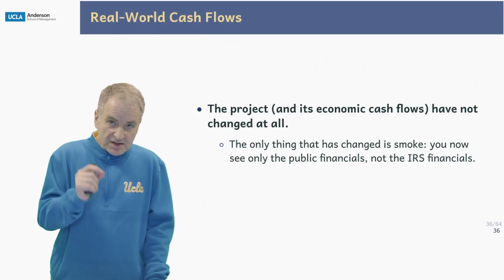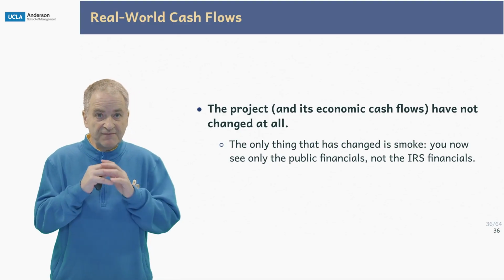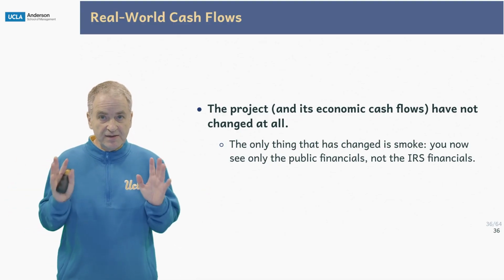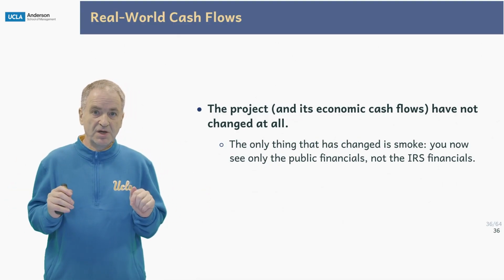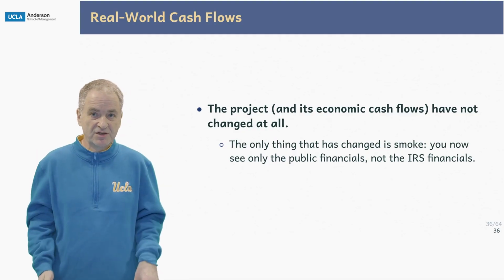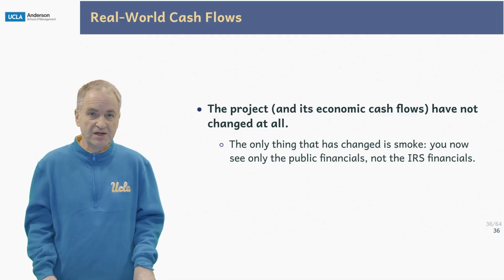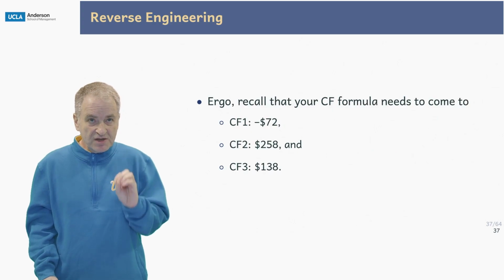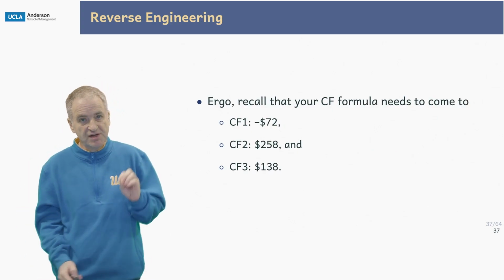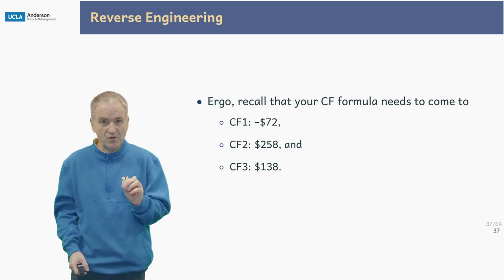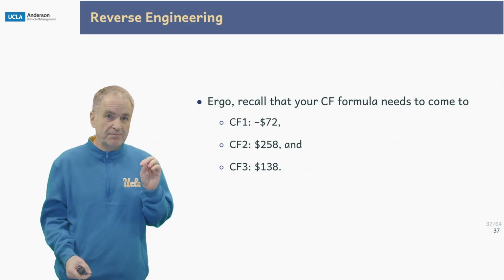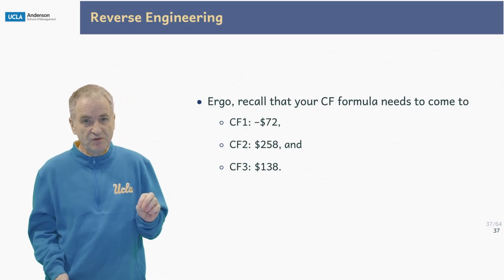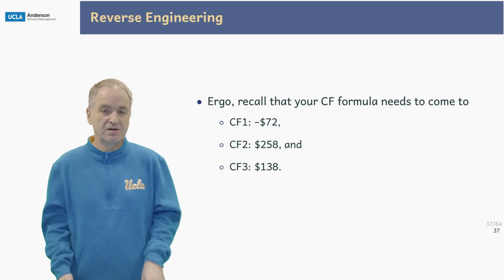Now, project and economic cash flows have not changed at all. The only thing that has changed is some smoke. You now see only the public financials, not the IRS financials. But we now need a formula to reverse engineer the same numbers that we had before, which was minus 72 plus 258 plus 138.